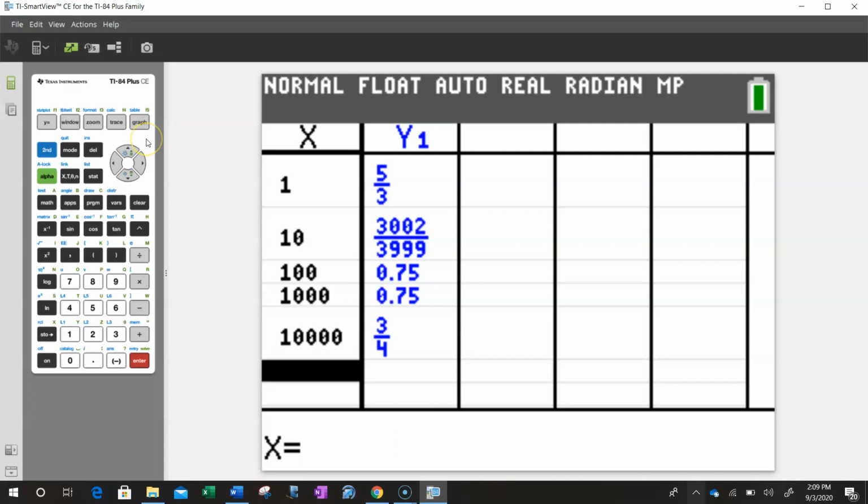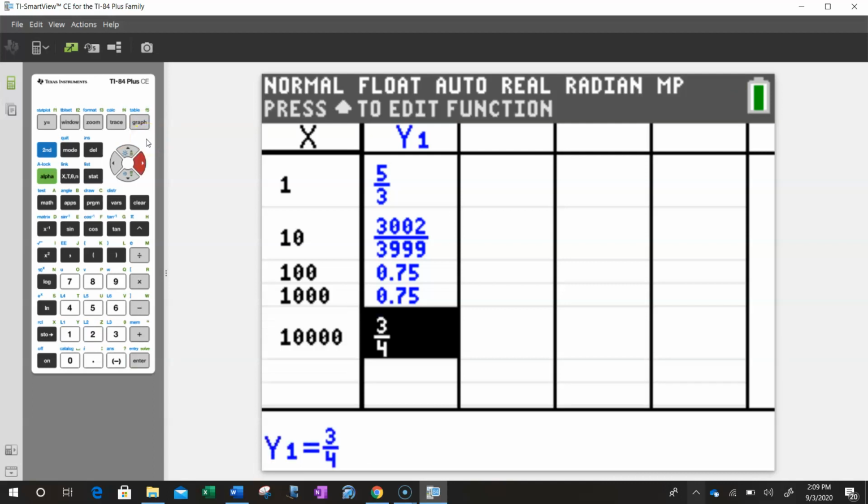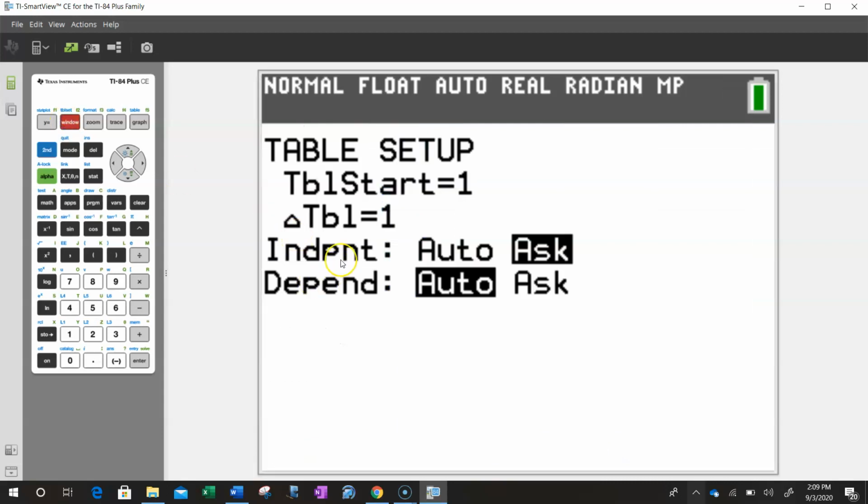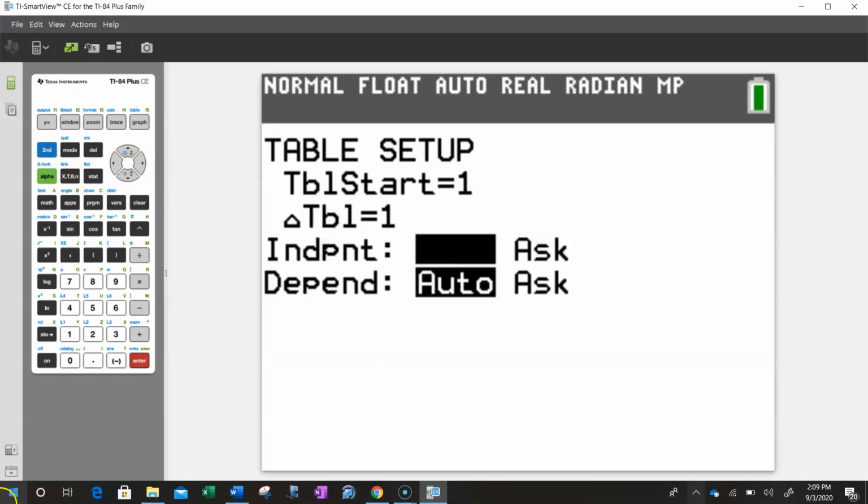And again, you can see it looks like it's getting closer and closer to 3/4. This actually ended up rounding, but if you go up a little bit, normally it doesn't, but I guess it just got so close to it, it couldn't help it. But you can see it actually doesn't get to 0.75. It is converging towards there. If you do this, make sure when you're done that you go back to your table setup and take it back out of ask, because then you get there and you're like, where did my table go? So make sure you keep it in auto.